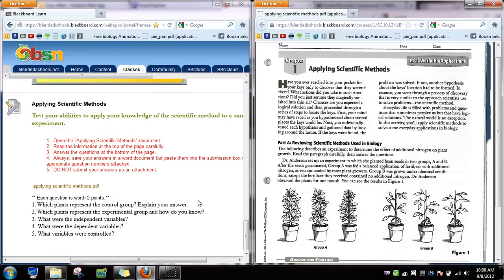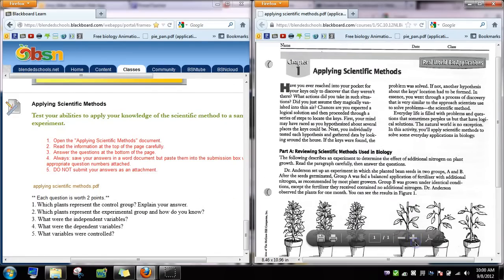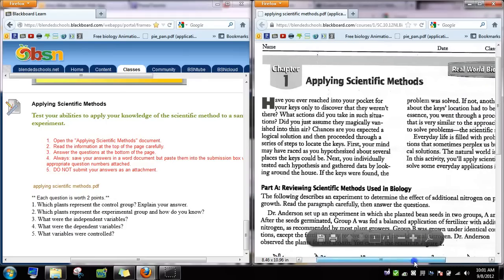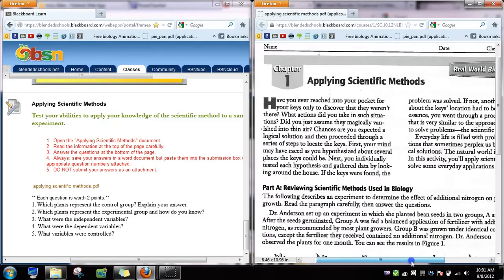So let's take a look over here at the situation. I'm going to zoom in a little bit so it's easier for you to read. Part A, the following describes an experiment to determine the effect of additional nitrogen, that's important, on plant growth. Read the paragraph carefully, then answer the questions. So additional nitrogen is a key term that you need to remember.